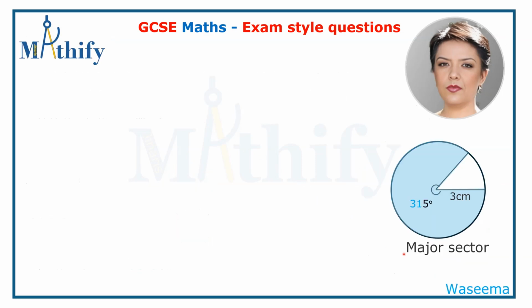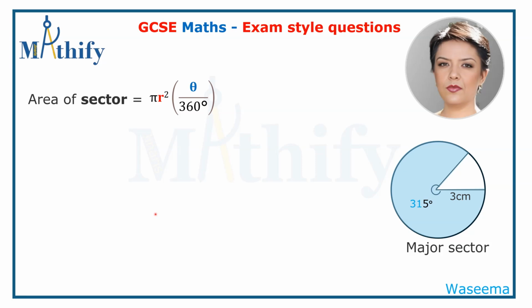We are given an angle of a major sector, that's 315 degrees. Our radius is equal to 3 centimeters. We are asked to work out the area of the major sector. So the formula is the same as the area of a sector: pi r squared multiplied by the angle of the sector divided by 360. And all we need to do is plug in this angle along with this radius into our formula.